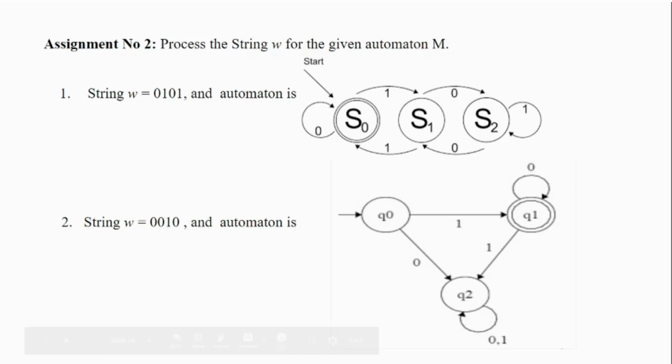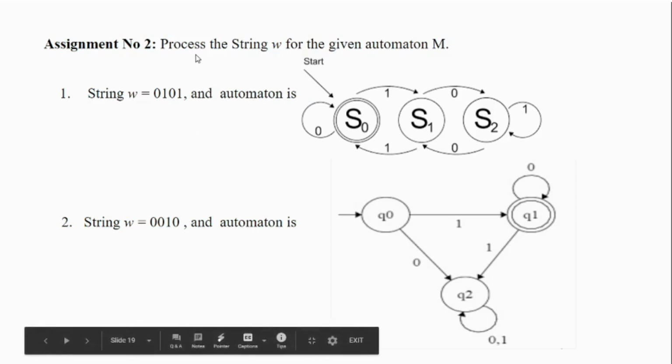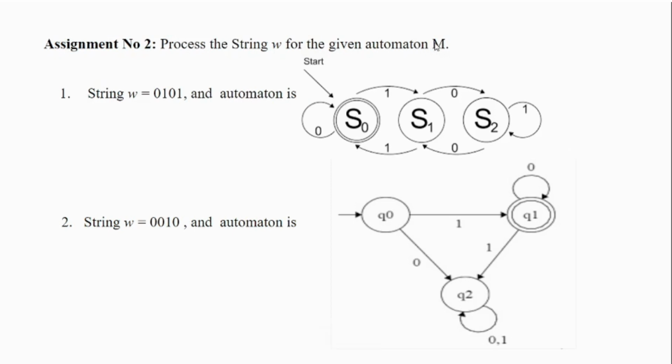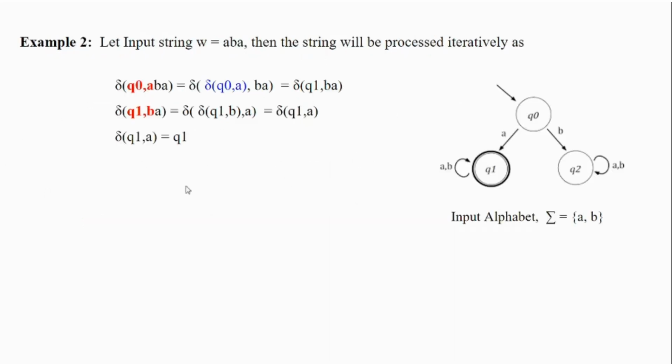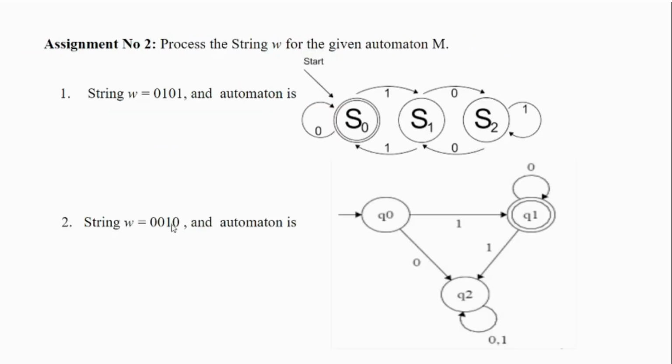Now these are the assignment questions for you. What you have to do is process the input string W for the given automaton M. You have two questions. In the first question, the input string given is 0101 and the automaton given is this one. You will proceed in this way and find out your answer. And in the second question, the input string is given but the automaton is this one. So you have to solve these two questions as assignment number 2.